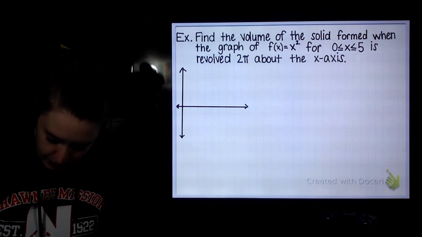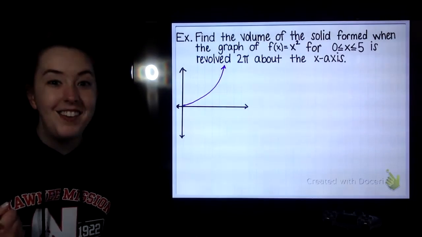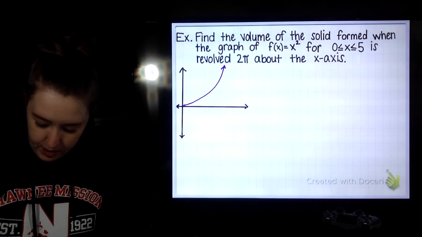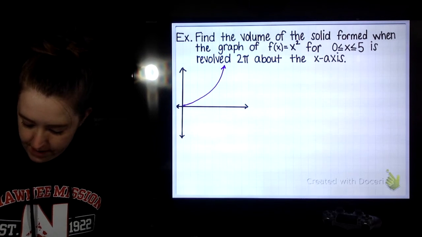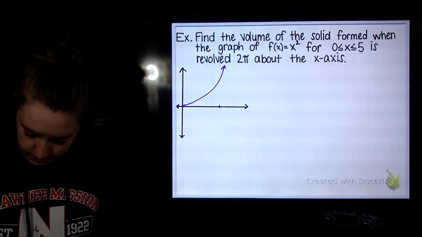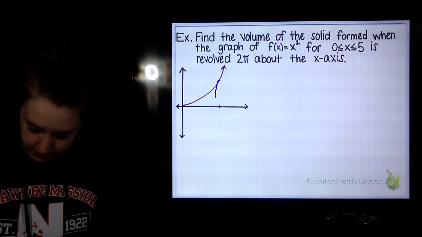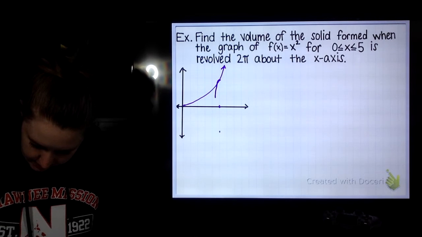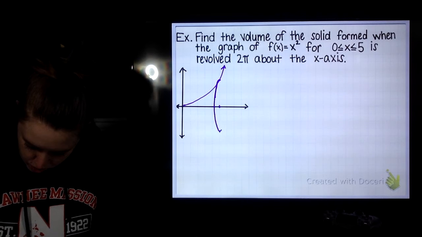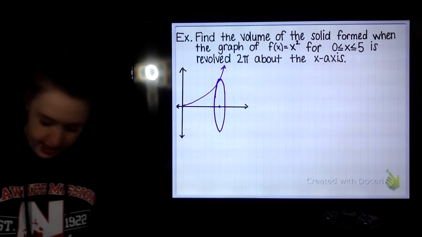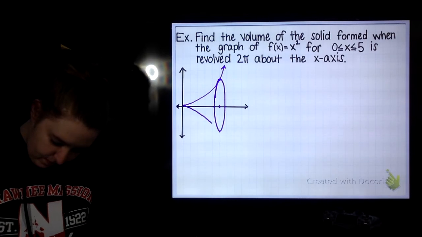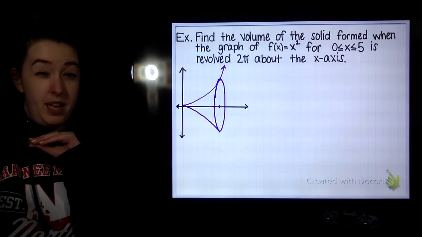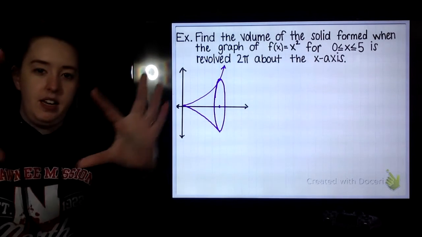There's my graph. There's x squared. So now we want to revolve from 0 to 1, 2, 3, 4, 5. It's right here. Okay, cool. Gotta reflect that guy over, make sure it looks right. All right. Cool. That's what it kind of looks like, a little bit like a trumpet, maybe. Something that kind of comes to a point.